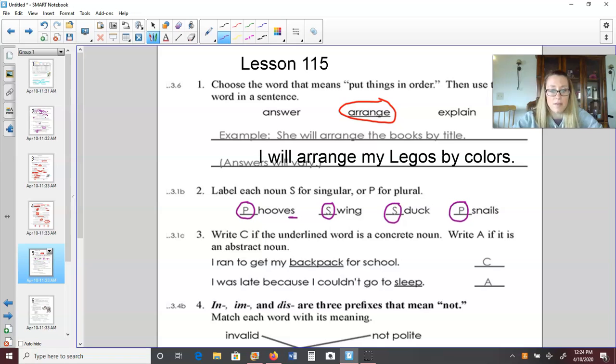All right, number 3, writing a C if the word is a concrete noun, or A if it's an abstract noun. I ran to get my backpack for school. So backpack, is it a noun that you can see, feel, touch, hold? Yes, so we would say C for concrete. I was late because I couldn't go to sleep. Now, that's kind of tricky because sleep, you can see when someone is sleeping, but you can't see sleep by itself. You can only see what it looks like. So this would be an abstract noun.